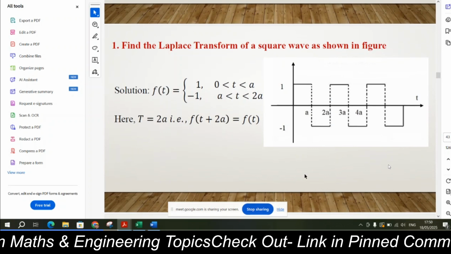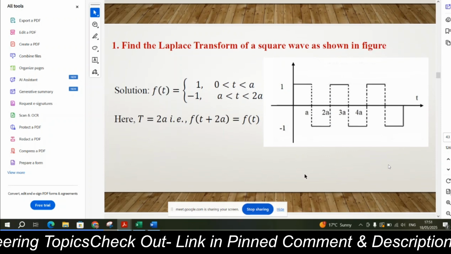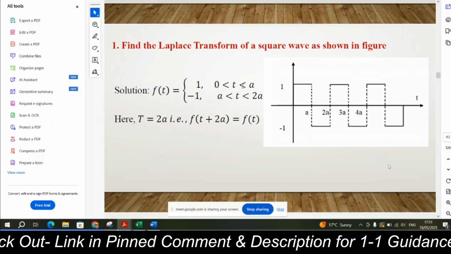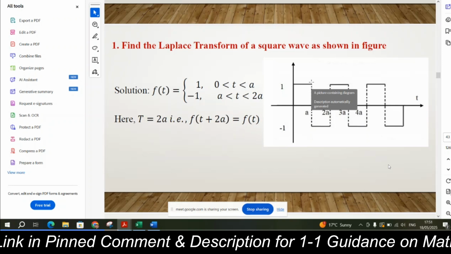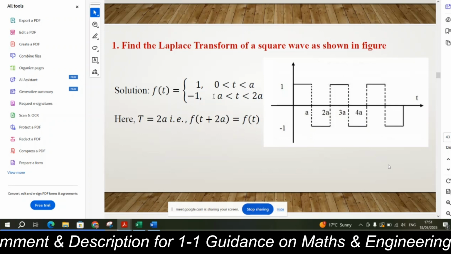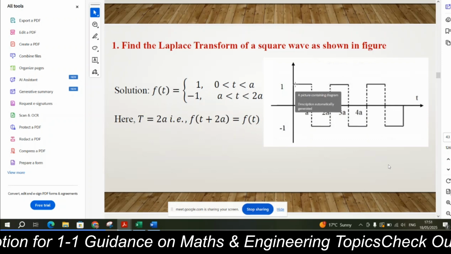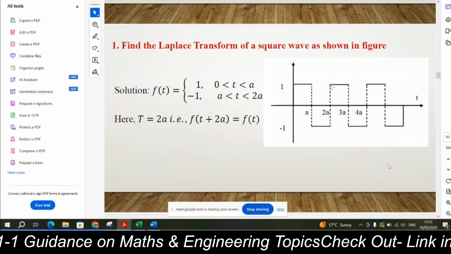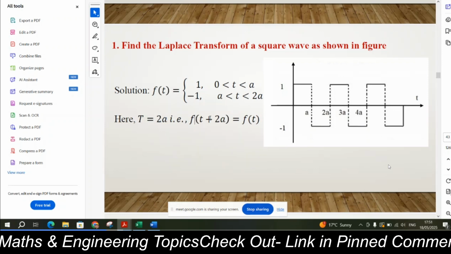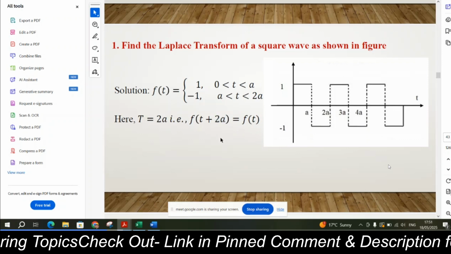Now, obviously, not just sine and cos, but there can be any type of periodic function. It's just that you have to understand whether it is repeating. If you look over here, from 0 to a, whenever t is from 0 to a, the value is 1. And from a to 2a, it becomes minus 1. Correct? And the time period is when it repeats. It started at 0, and it again starts at the same value at 2a. So you can say that the time period is actually 2a.